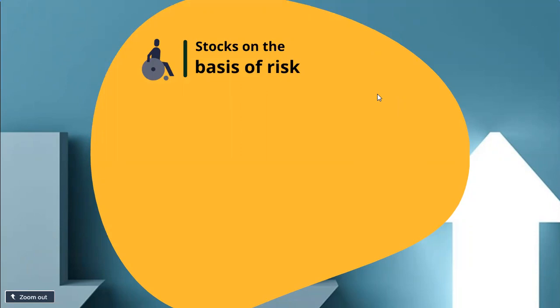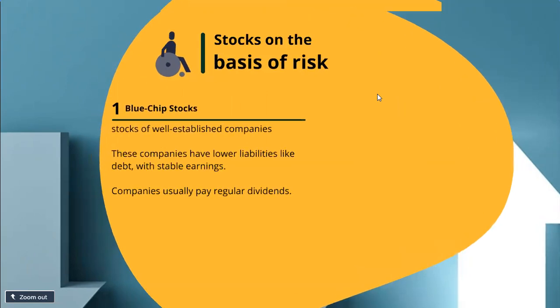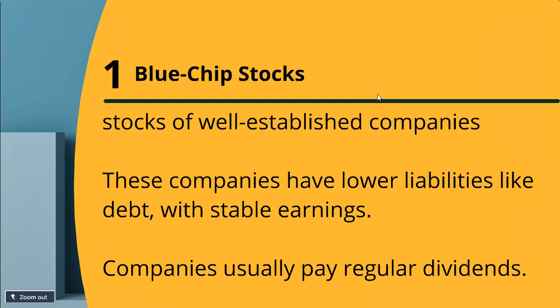Low-risk stocks, in contrast, give you low returns. First in this category are the blue-chip stocks. These are stocks of well-established companies with stable earnings. These companies have lower liabilities like debt. This helps the companies pay regular dividends. Blue-chip stocks are thus considered safe and stable. They are named after blue-colored chips in the game of poker, as the chips are considered the most valuable.